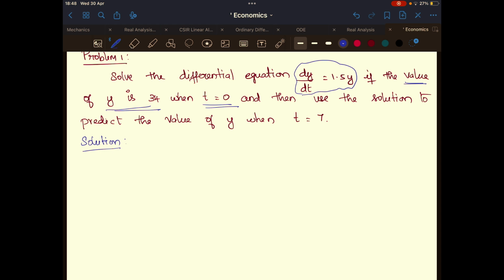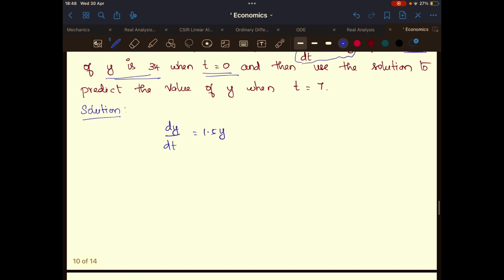What they are asking is the value of y when t equal to 7. When t equal to 0, the value given is 34. Now what is the value of y when t equal to 7? This is the question they asked. Now it's very easy. dy by dt is equal to 1.5y.